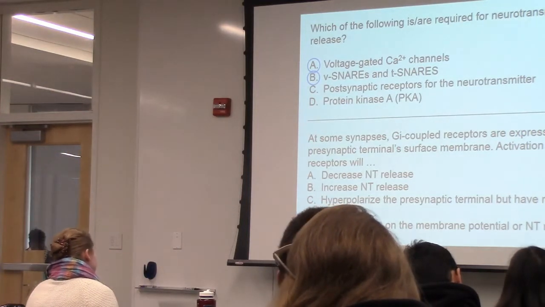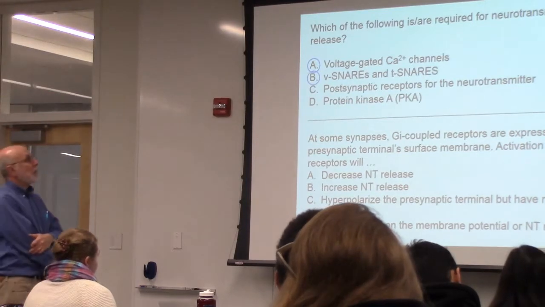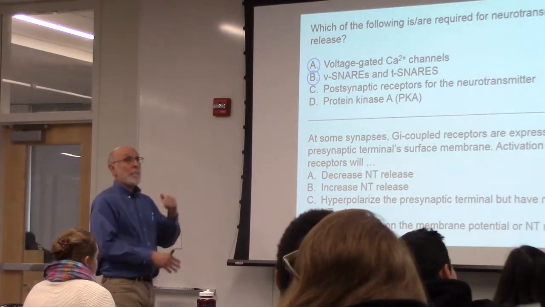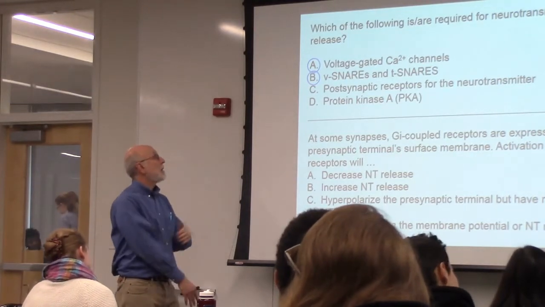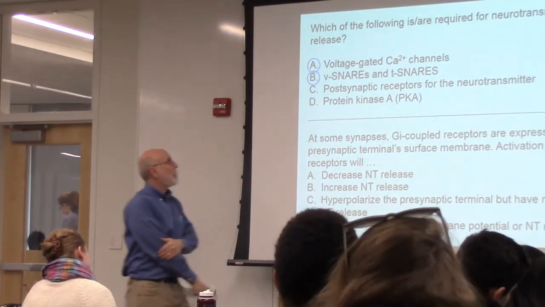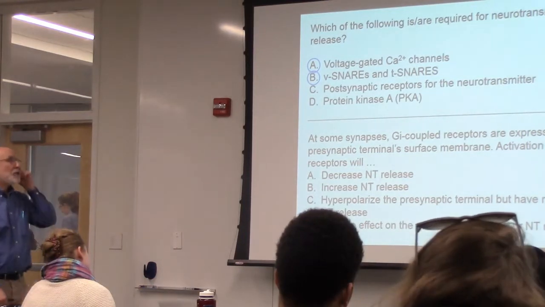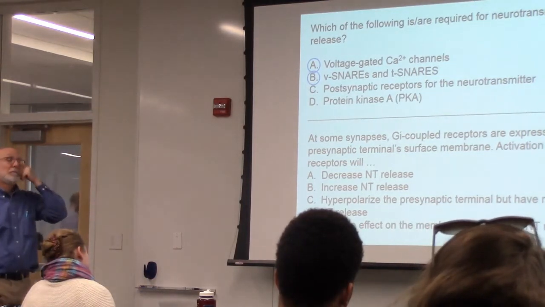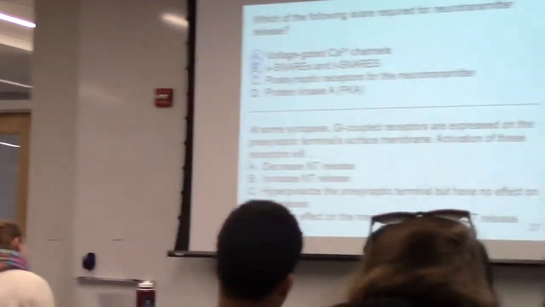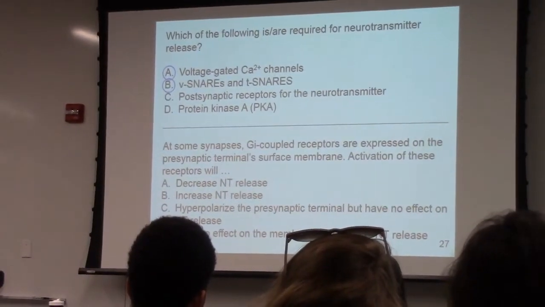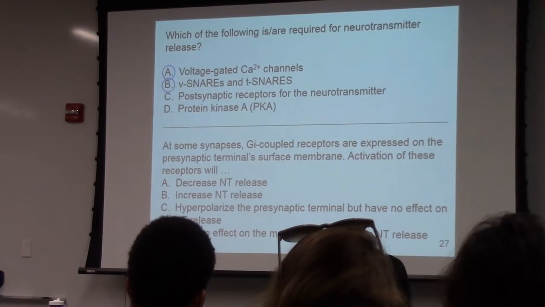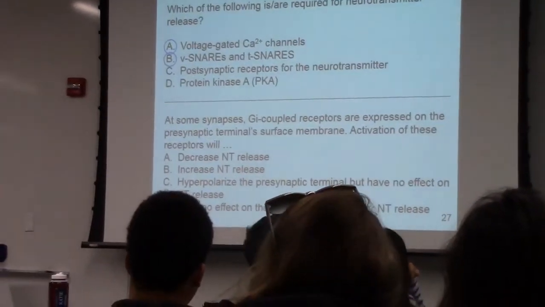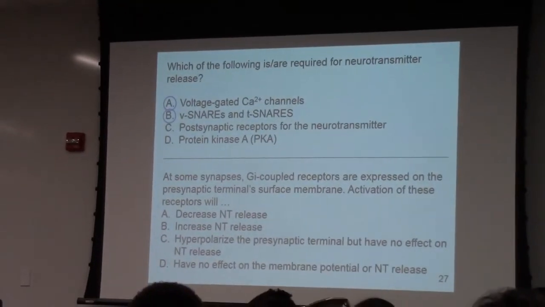At some synapses, Gi-coupled receptors are expressed on the presynaptic terminal surface membrane. Activation of these receptors will... NT is my shorthand for neurotransmitter. I hope you already know that.